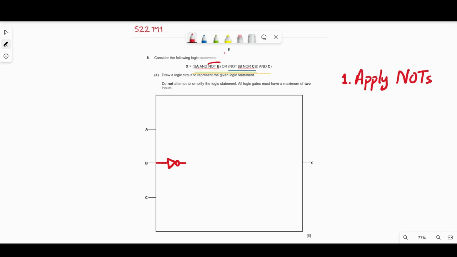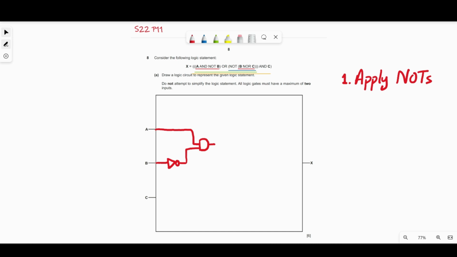Now solving from the left-hand side, A and not B. We need to set up an AND gate between input A and NOT B. This is the AND gate. You need to learn them from the book or the whiteboard I have set up already; I'll share it with you in the group. The AND gate has input A, then NOT of B comes here. This is A and NOT B.